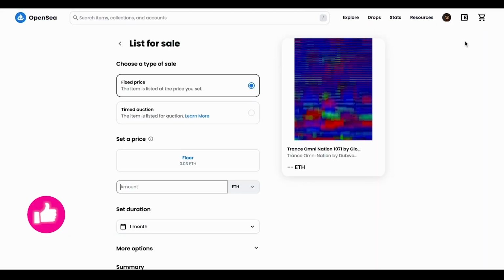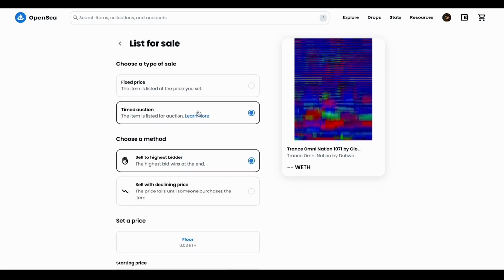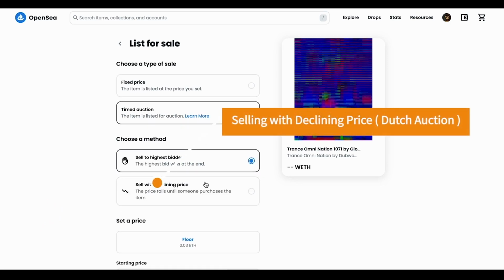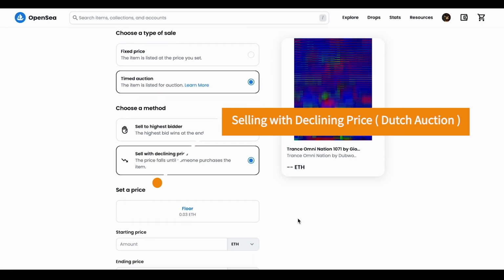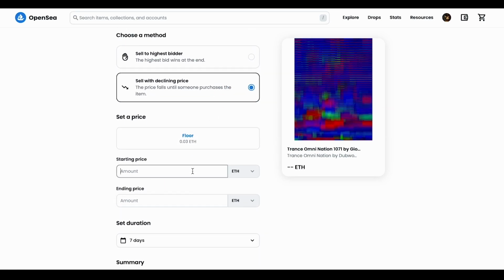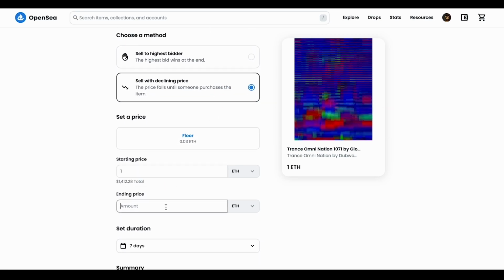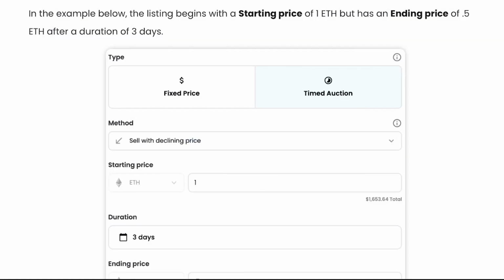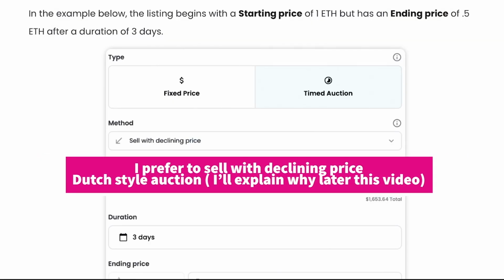I go to the page and click sell, then scroll down to the timed auction option and pick that. Then you can choose whether you want to sell to the highest bidder or sell with a declining price. Selling with a declining price is another word for a Dutch auction. I prefer it this way, and I'm going to explain why later in this video.